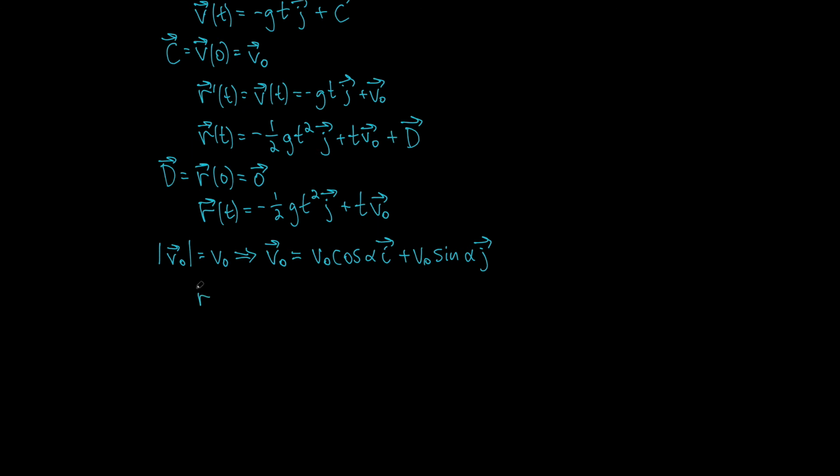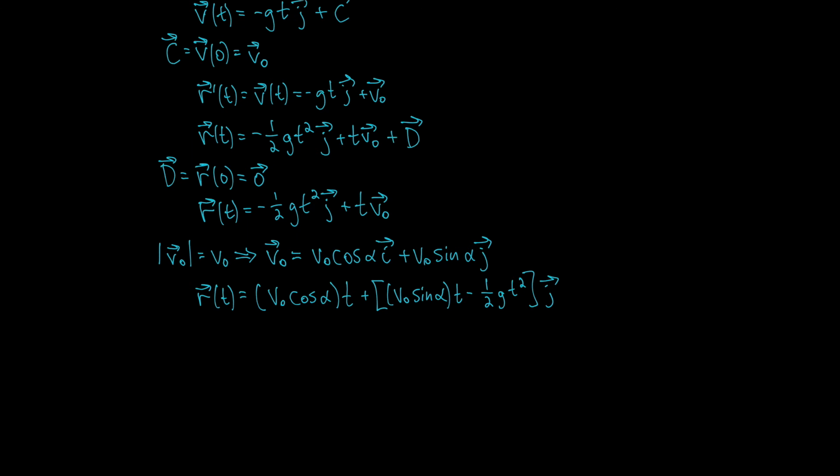So that means that I could write r of t in terms of the initial speed, v naught, and the angle too. So v naught cosine alpha t plus v naught sine alpha t minus 1/2 g t squared j. Notice I grouped together the j terms.